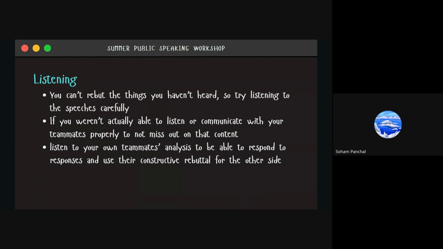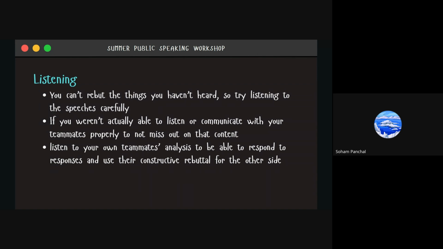Just balance that someone or the other in your team is listening to the speech given. Because if you miss out on the main arguments of the opposition, then you won't be able to properly engage in the debate. And as I mentioned, engagement is very important for winning a debate. So it's important that you engage, you listen to the speeches of your opposition. And also, very importantly, you should listen to the speeches of your own teammates.